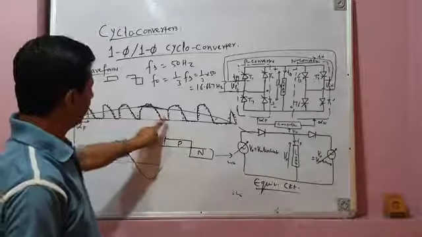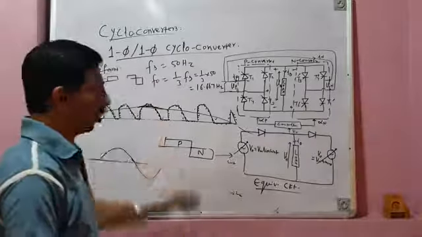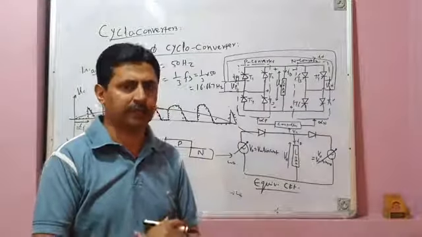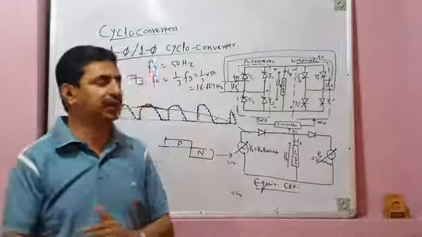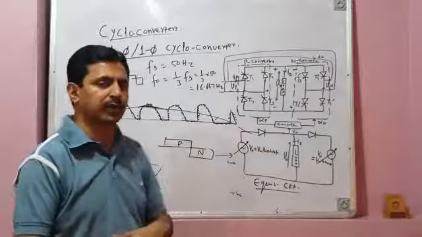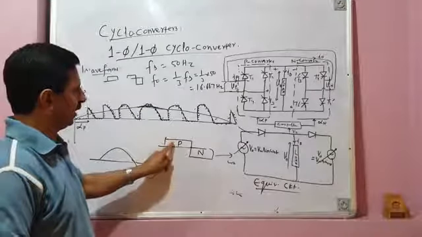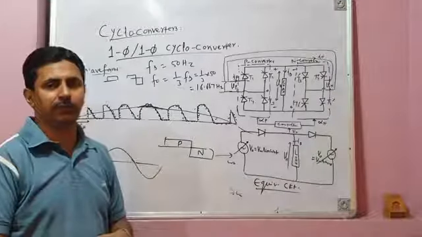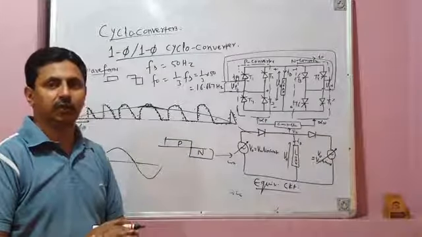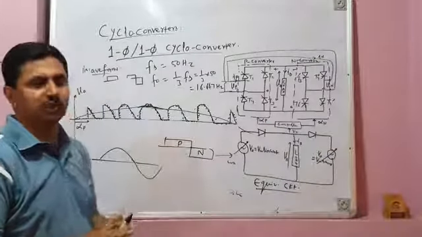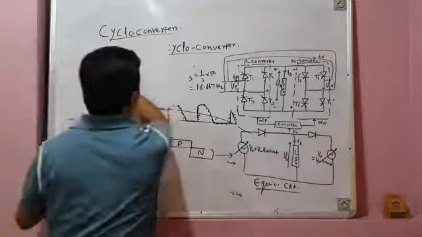This also will have harmonics because wherever there is delay angle, the voltage waveform is chopped, you will have harmonics. This will not be perfectly sinusoidal, but it will be approximating to sinusoidal. This voltage waveform will also have harmonics, but the content of harmonics is much less than the content of harmonics in this type of waveform. So this is how you can improve the quality of load voltage waveform. So this is about single phase to single phase cycloconverter.